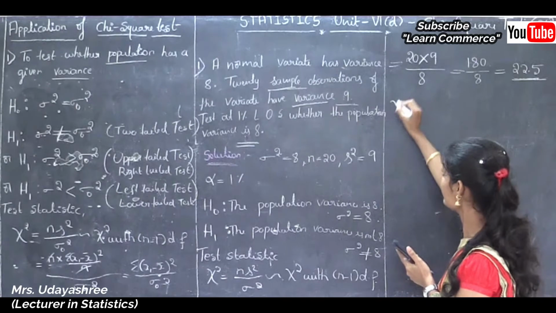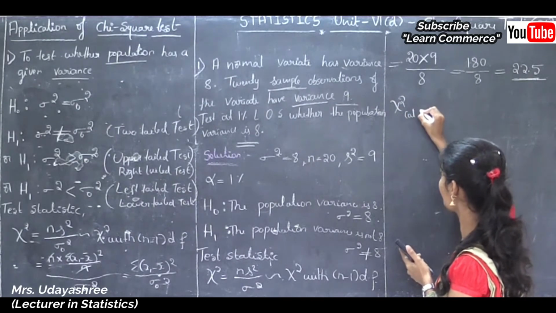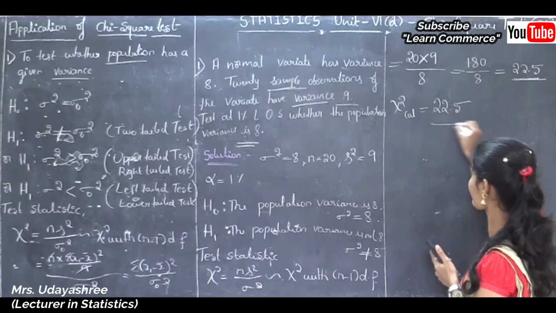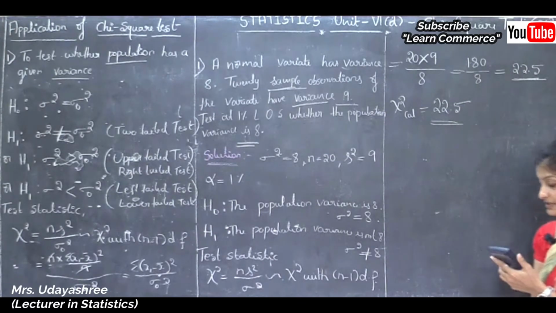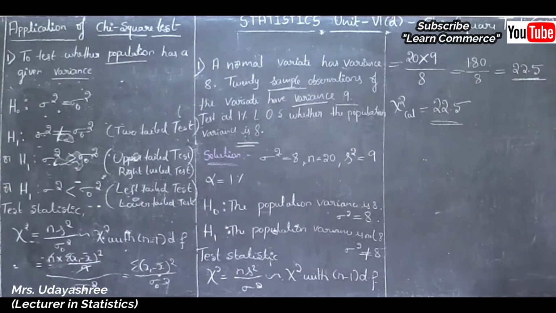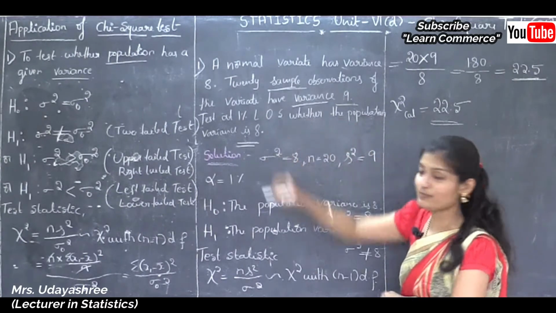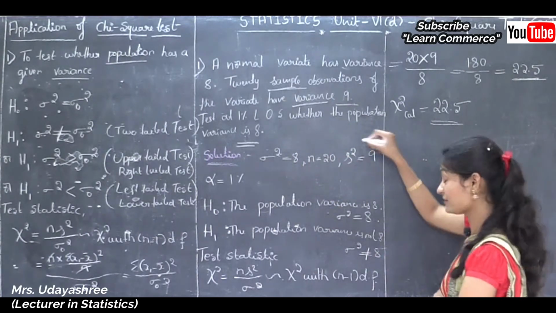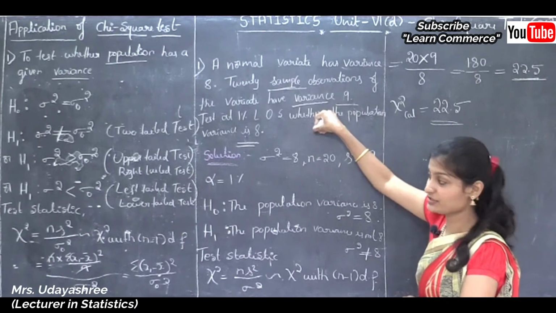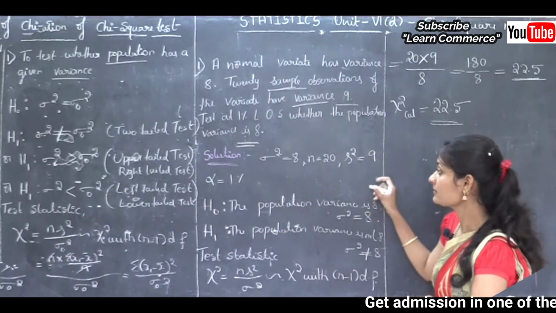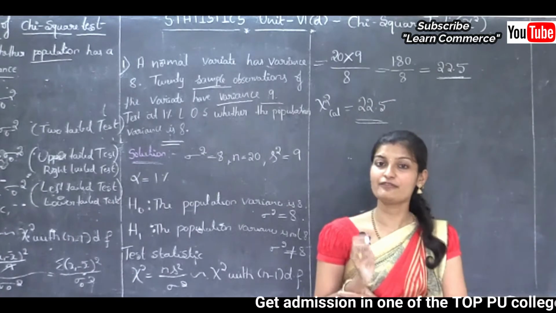That we can write chi square calculated value is equal to 22.5. Okay, this is step 3. Next, step 4 is based on the alternative hypothesis and null hypothesis, level of significance, and degrees of freedom, we can find the critical value.